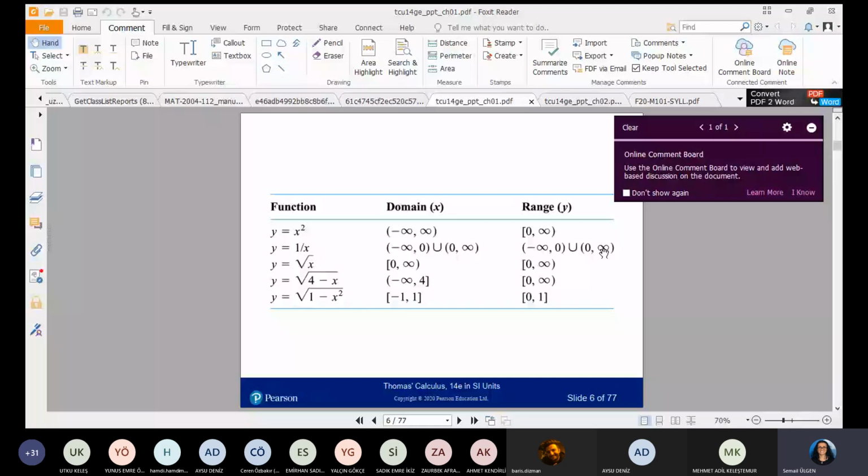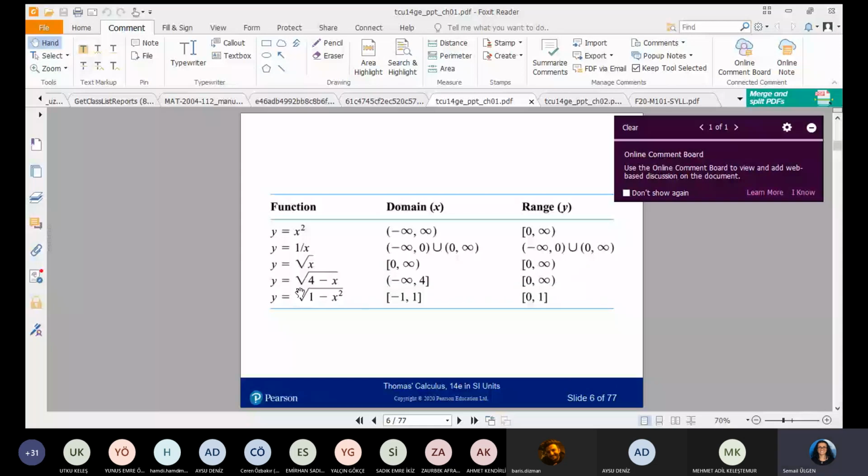And y is equal to square root of x. This square root of x has the domain all non-negative numbers, because if you put x as a negative number, square root of negative is undefined. Therefore, the domain is everything greater or equal to 0. And the range, because of that, is everything greater or equal to 0.